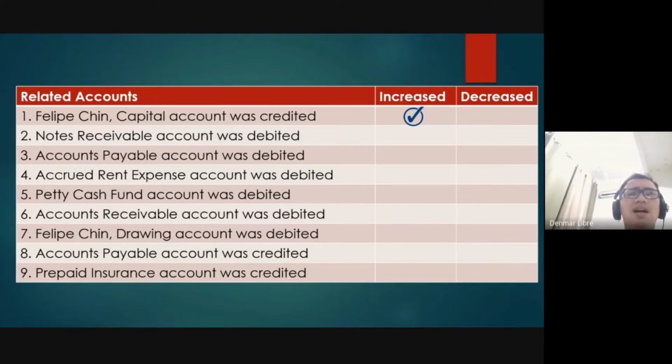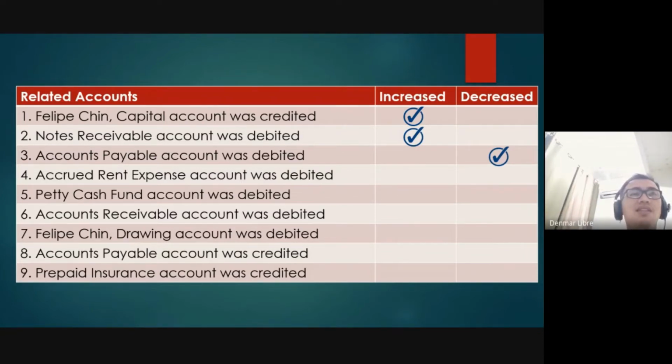Notes receivable account was debited. Notes receivable is an asset. Normal balance is debit, increase. Accounts payable account was debited. Accounts payable is a liability account. Normal balance, credit, but it was debited. So, decrease.